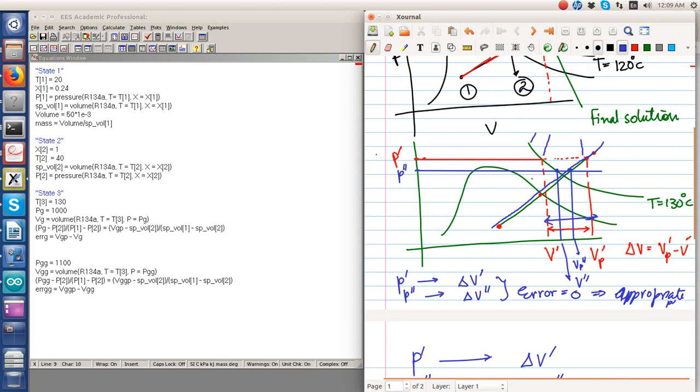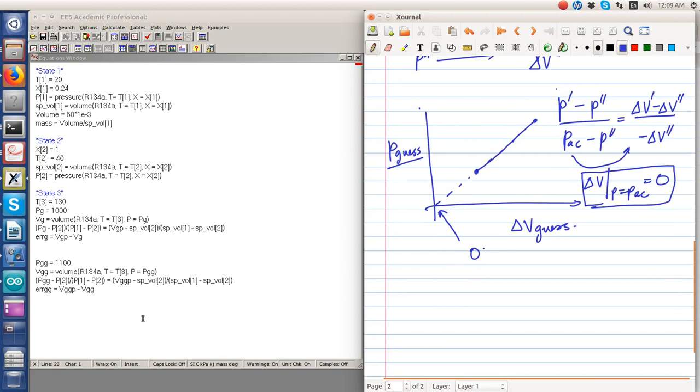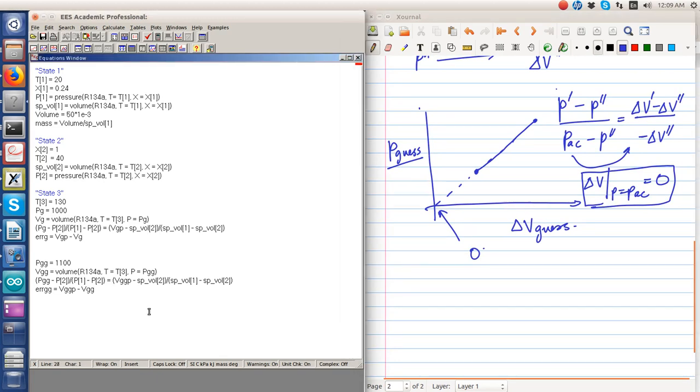If the error is 0, then we have reached the final solution, because the isotherm and the straight line are intersecting and there is no conflict between the volumes evaluated from the two approaches. So let's see. So the P final minus PG minus PGG divided by P final minus PGG is equal to ERRG minus ERRGG divided by minus ERRGG.